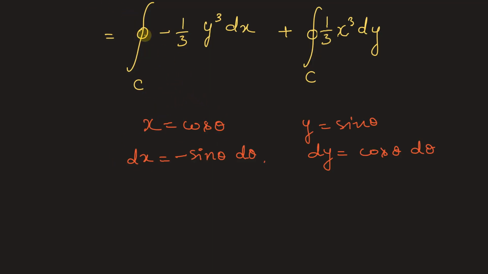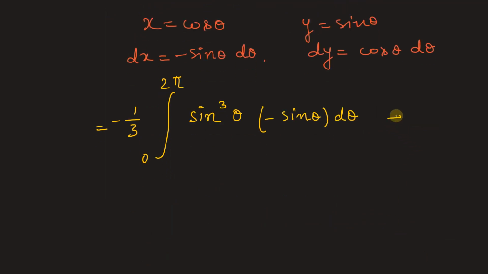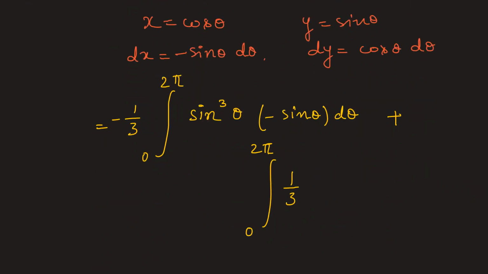So this integral can again be written in terms of theta. We can write it as 1/3 integral from 0 to 2 pi of −sine cube theta, since y is sine theta, and dx we are getting −sine theta d theta, right? And again we can write plus integral from 0 to 2 pi of 1/3, and here we have x cube dy.